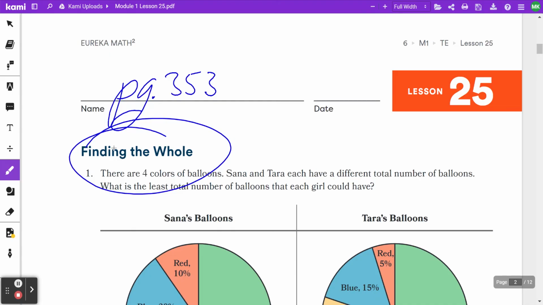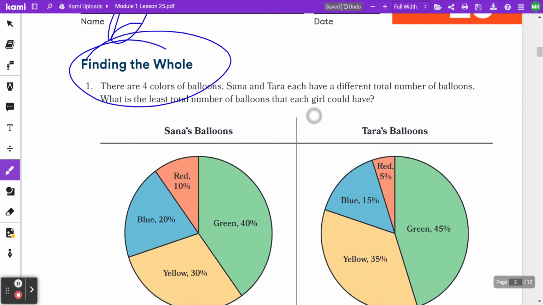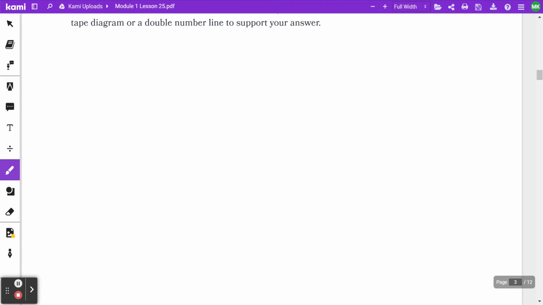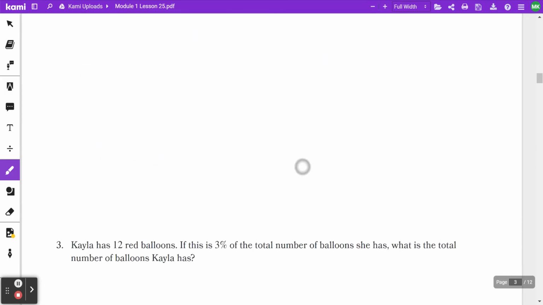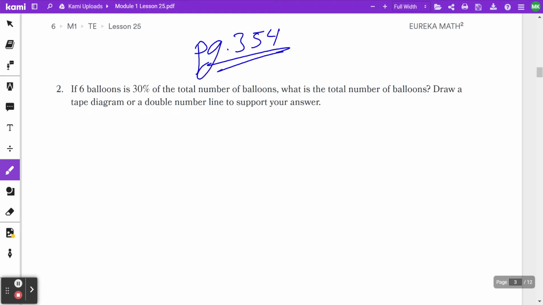Okay, so this is just a continuation of our percent study, and we'll begin not on page 353, that's where we're just starting off here. We're actually going to cruise on to the next page, which is 354. So get there. And now we're finding the whole.